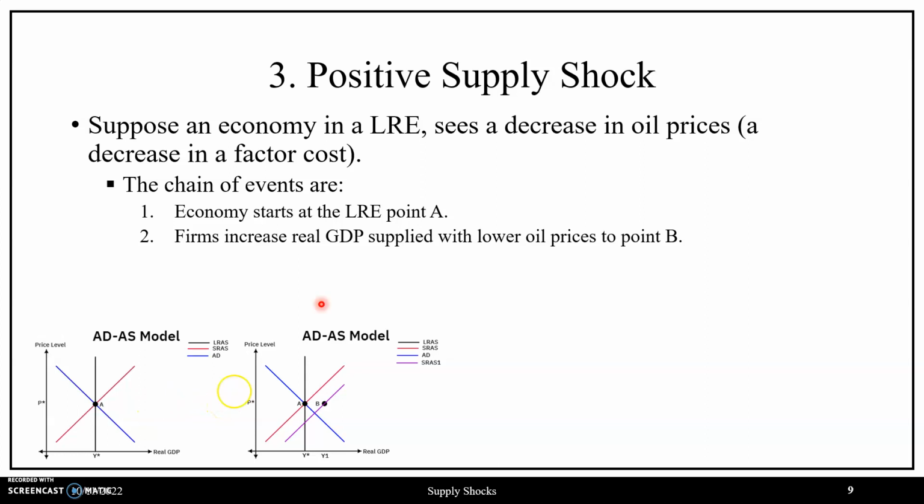Now, in the next time period, we have a decrease in oil prices. With a decrease in oil prices, firms find it cheaper to produce goods and services, so this will correspond to a rightward shift in the short-run aggregate supply curve from short-run aggregate supply to short-run aggregate supply 1 in purple. We're holding the price level fixed at P star.